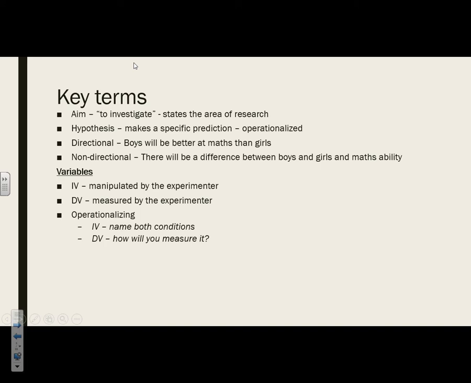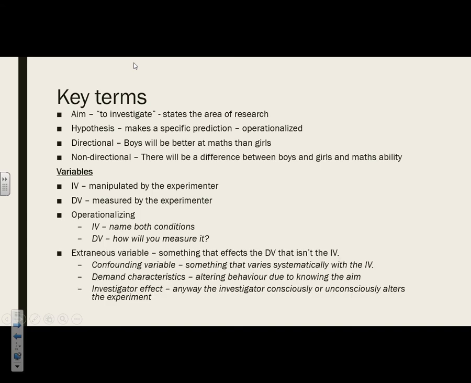So we have done the IV: I have said boys and girls rather than gender, condition 1, condition 2. However, I've not said how you'd measure the DV, so on their score on a GCSE maths, something dead simple like that. Okay, and then extraneous variables. These are variables that you need to consider when conducting research. An extraneous variable is something that affects the DV that isn't the IV. For example, if we're looking at gender and maths ability, something that we want to control for possibly is IQ, because it's not gender, but it might still have an effect on their maths ability.